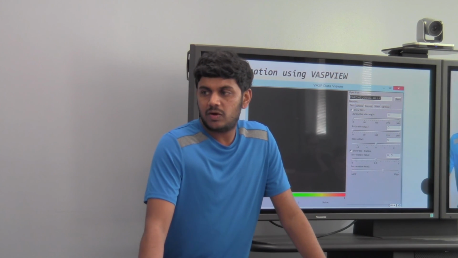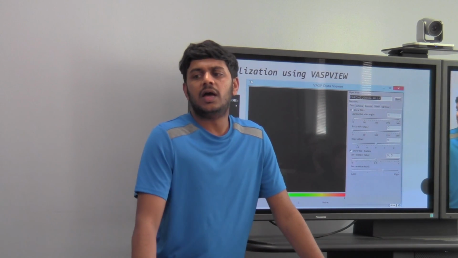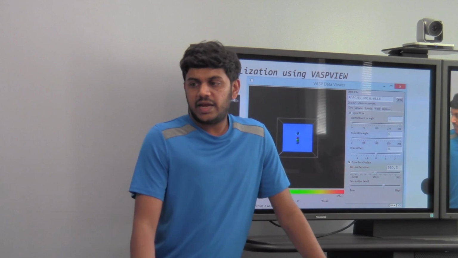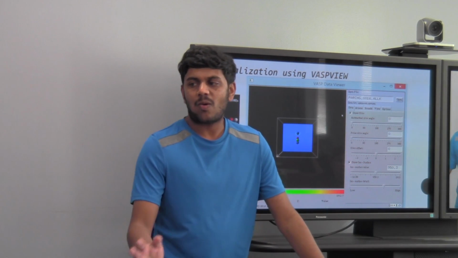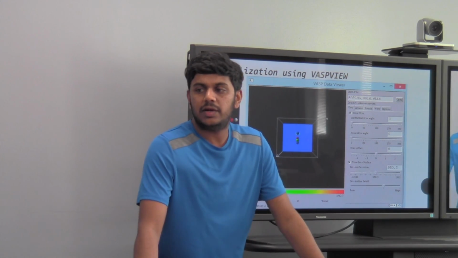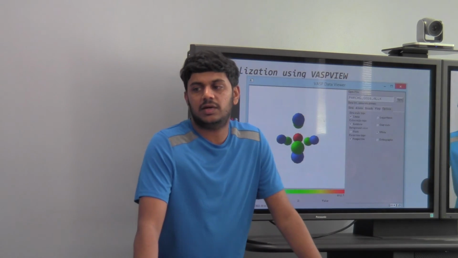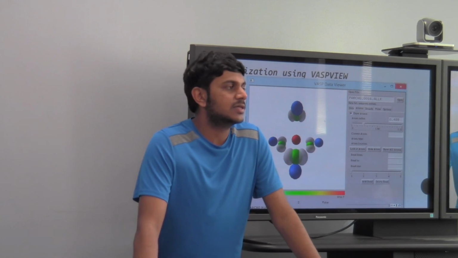So this is the VASPview data viewer window. We can open this highest occupied molecular orbital of titanium hydroxide using this VASPview software, and then we can customize this window using these tabs, data, atoms, bounds, view and options tab, to obtain a nice image of this molecular orbital. So that's all I have.